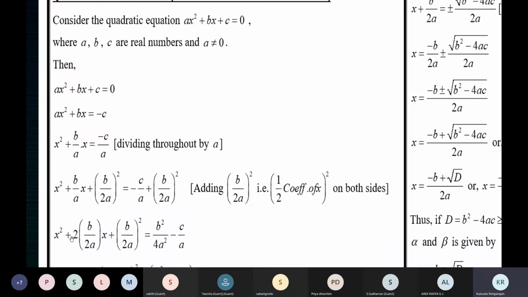See, children, how to write this? How to write this one? This is p the whole square. So what is p? x. This is q the whole square. So what is q? b by 2a.